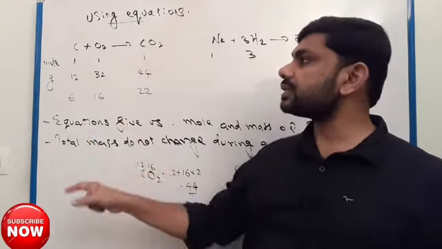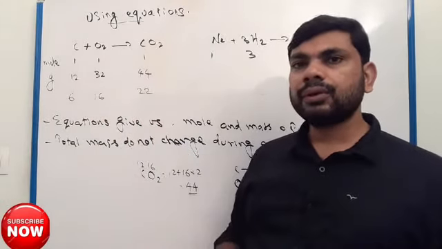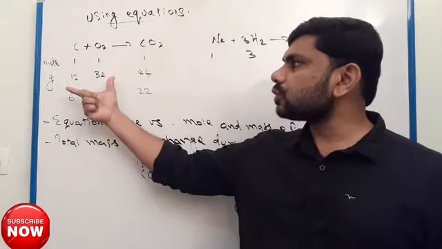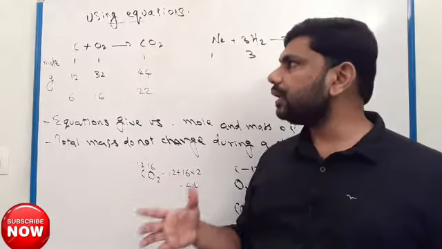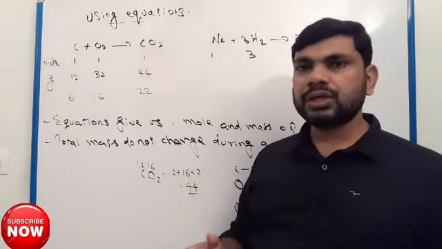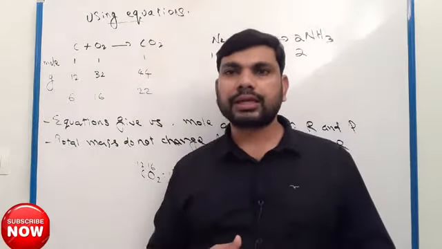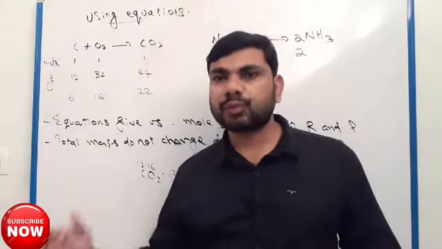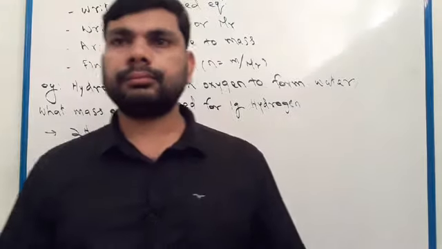So here you can see 12 plus 32 is 44. As we discussed before, the mass of reactants will be equal to the mass of products. So mass does not change during a chemical reaction. The mass of reactants is always equal to the mass of products. They do not change. Clear?